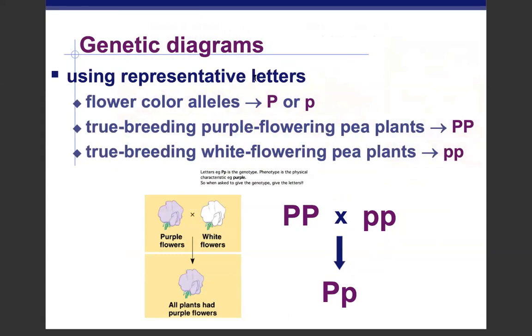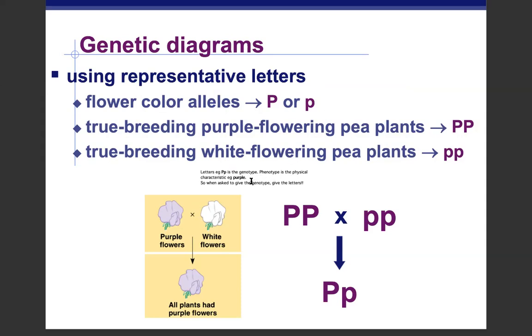We do genetic diagrams using representative letters. So in this presentation, they've used capital P and lowercase p, which is fine in text because when we're typing, we can see the difference between the capital P and the lowercase p. But when you're writing it out, it's better to use more definitive letters where the capital letter and the lowercase are more different, because otherwise your marker might get confused and think you don't really understand what you're talking about. So in this presentation, they used the dominant allele, for purple, as capital P, and the allele for white as lowercase p.